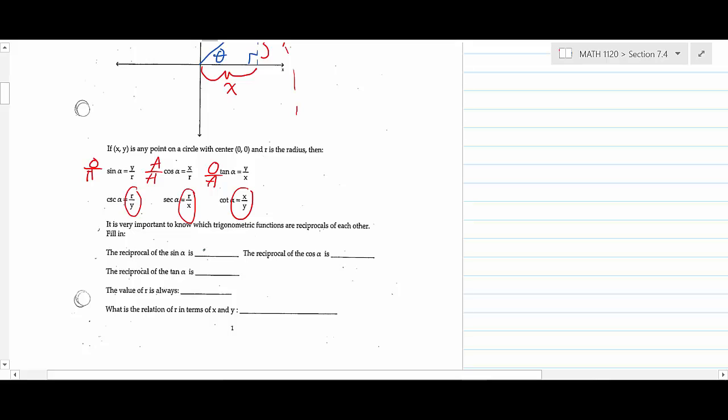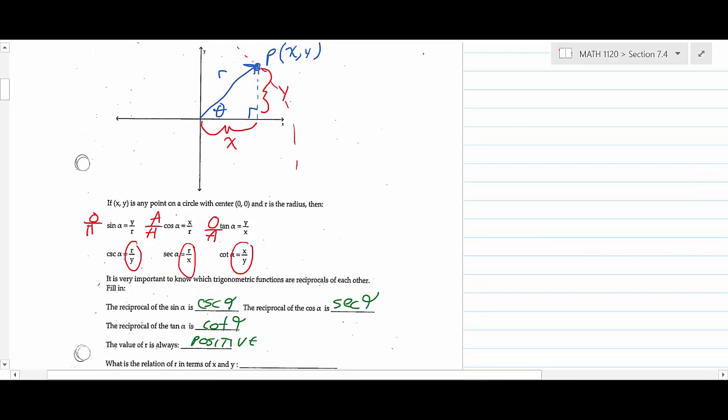So what's the reciprocal of the sine? This is the kind of stuff on your Wednesday quiz. I'll just say point blank, what's the reciprocal of this? You need to get all that stuff down ASAP. Tangent is cotangent. Now the value of r is always a positive number, because it's a radius of a circle. That's another important aspect: x and y can be negative or positive depending on what quadrant you're in, but r is always a positive value.